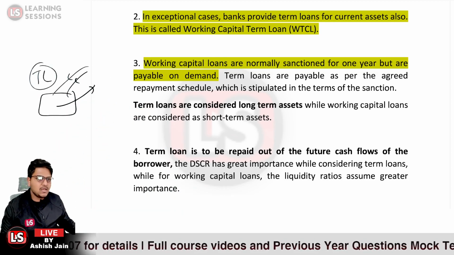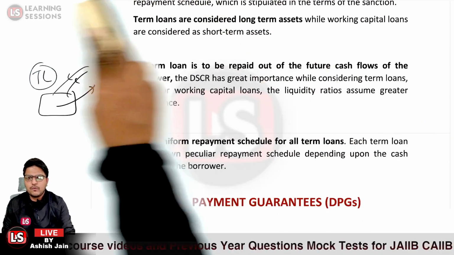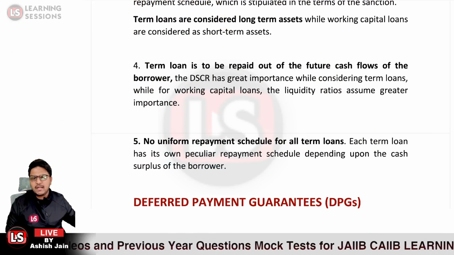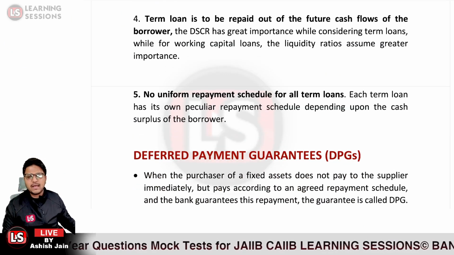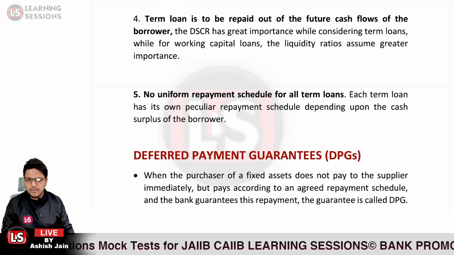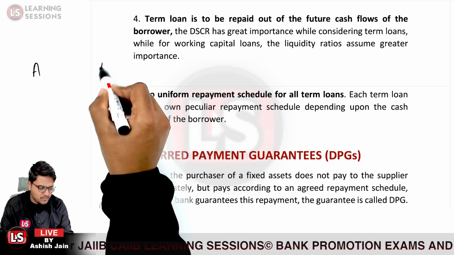Further, I already told you that there is no uniform repayment schedule for all term loans. Then it is related to the DPG, that is, a deferred payment guarantee. Now, what is a guarantee? What is a bank guarantee, or simply what is a guarantee? Let us take the case that A has purchased goods from B.